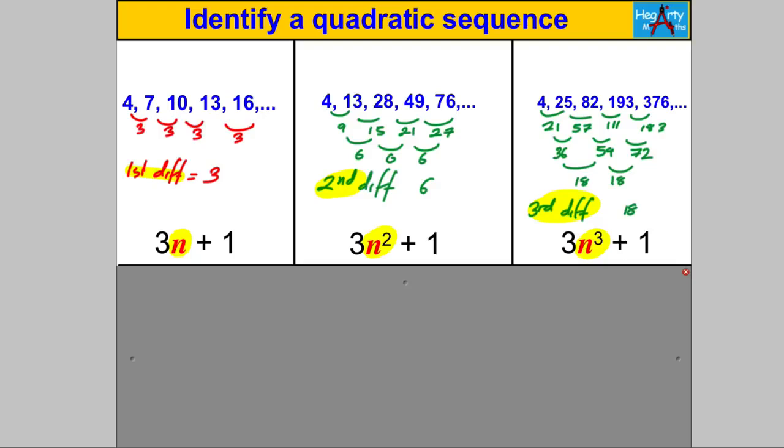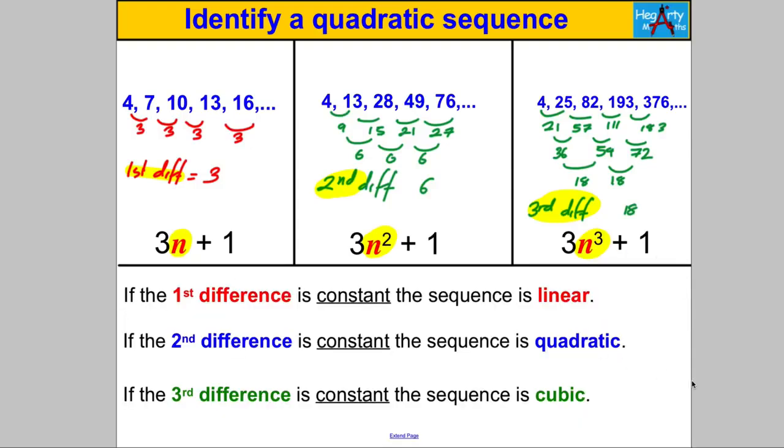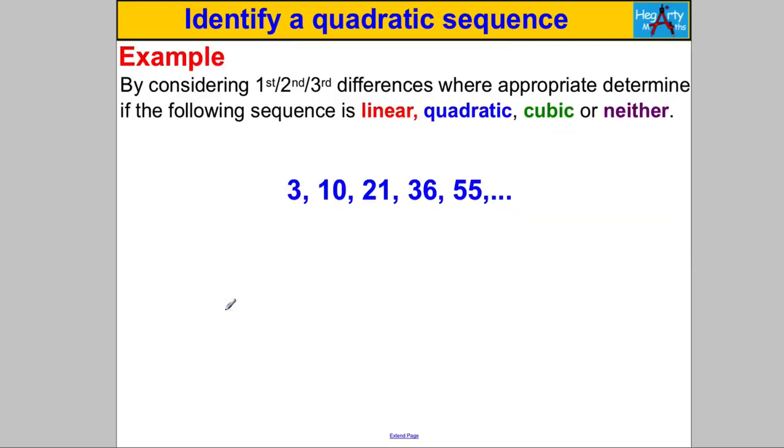If your first differences are common, you have a linear sequence. If your second differences are common, you have a quadratic sequence. If your third difference is common, you have a cubic sequence. And this can be summarized here, something we should write down and learn. And that's how we're going to identify whether a sequence is linear, quadratic, cubic, or other. If the first, second, or third difference is not constant, then it's neither linear, quadratic, or cubic. So let's have a go at thinking about which sequences are which.